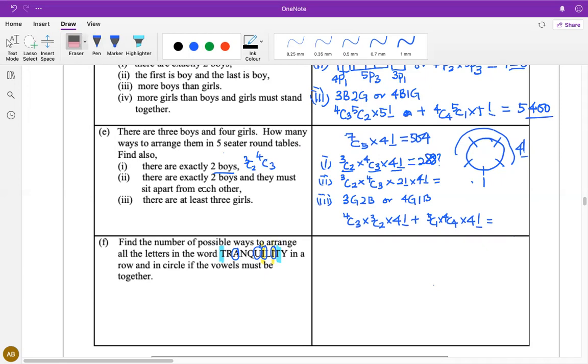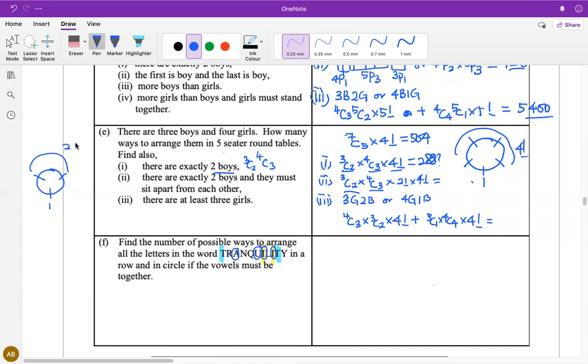Next one, if there are exactly 2 boys and must sit apart, sit apart. Okay, sit apart. Okay, so it makes me more difficult. Choose 2 boys. Okay, 3C2. Okay. And then the 2 boys must sit apart. So that means, okay, I put here. They must sit apart. That means the 3 girls. So I choose 1, 2, 3. So I choose 1 girl.